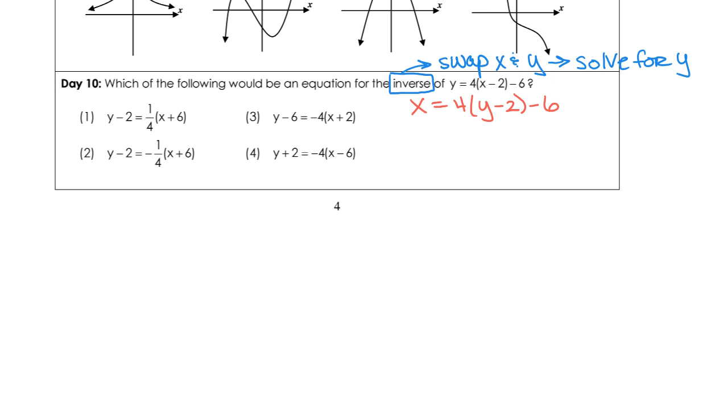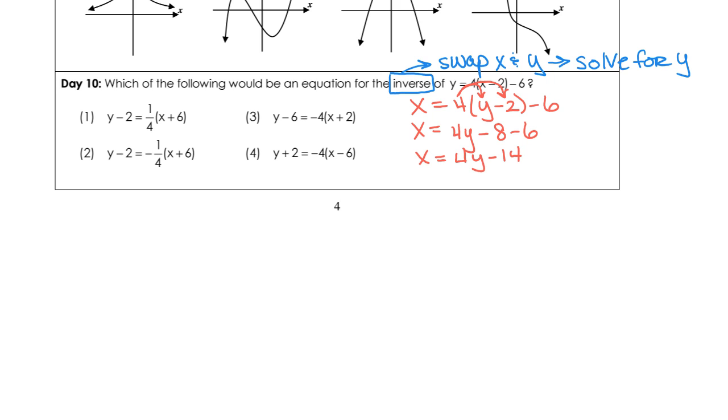Okay. Our job is to put this back into y equals form, but our problem is we got some parentheses in there, so we're going to have to distribute. So we're going to say x equals 4 times y is 4y. 4 times -2 is -8. And then we have -6. Okay? Clean that up. So we got x equals 4y minus 14.